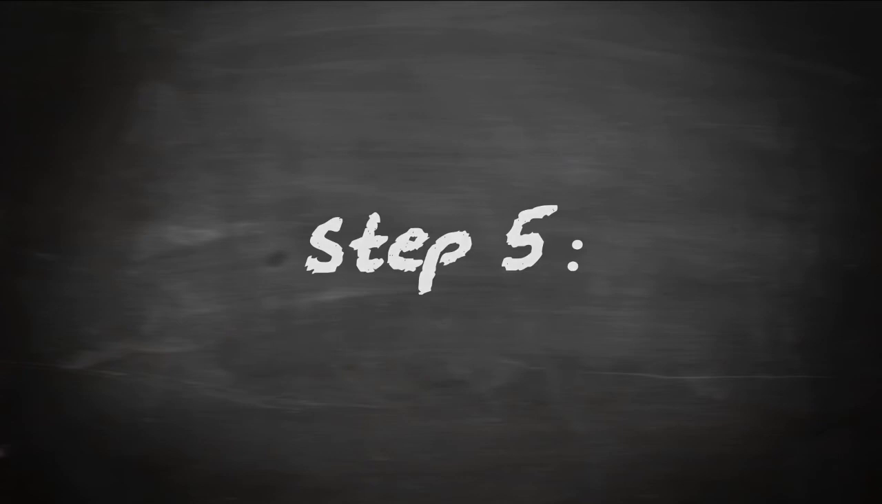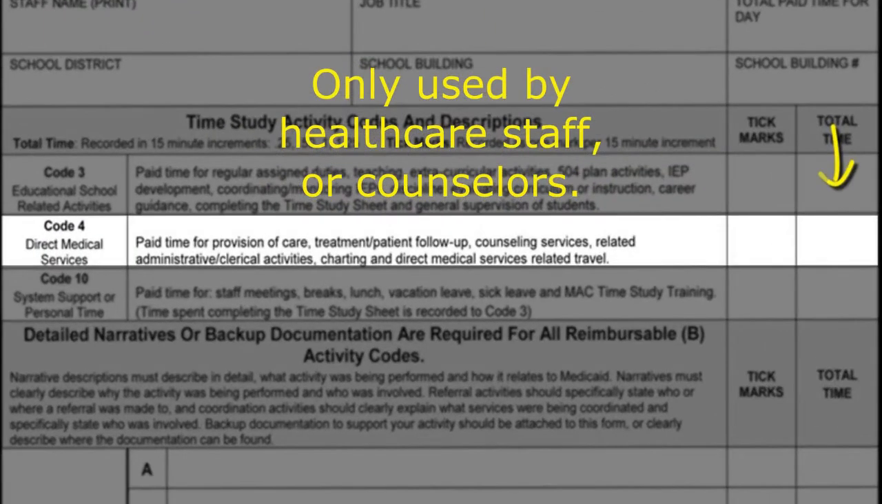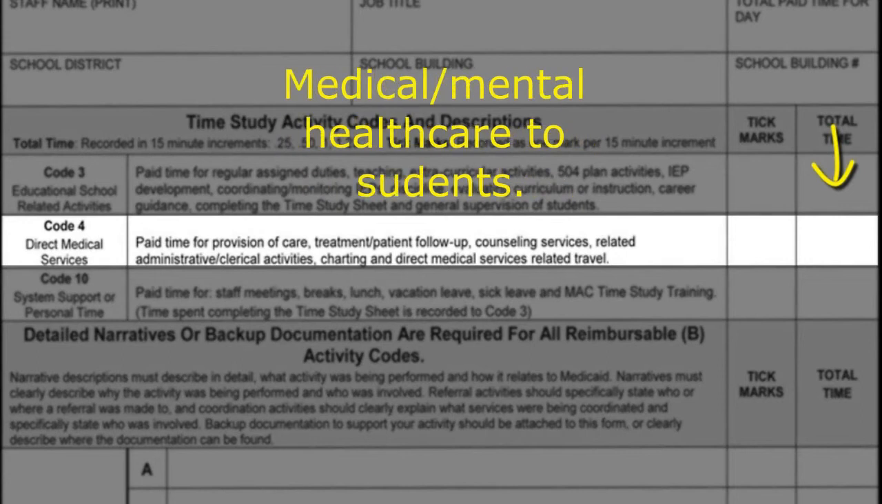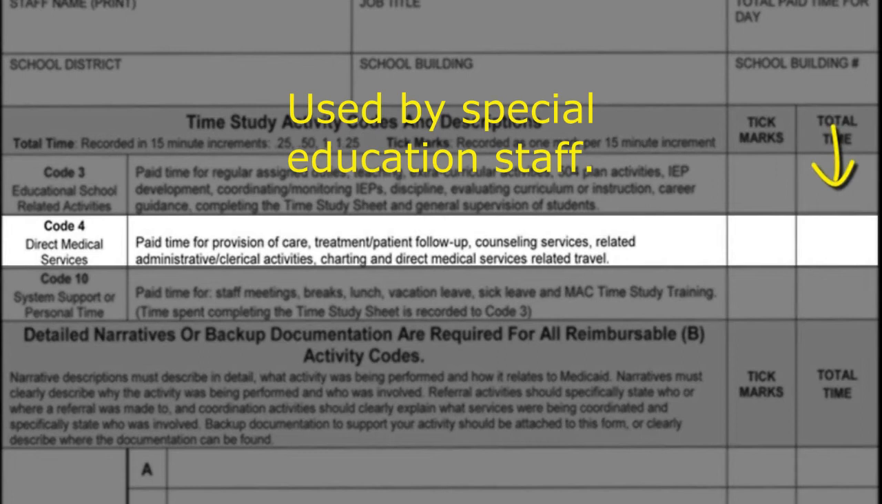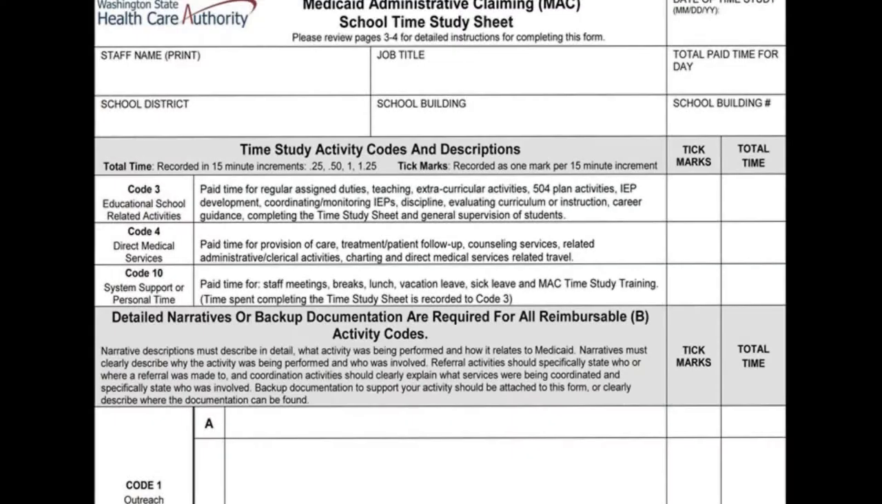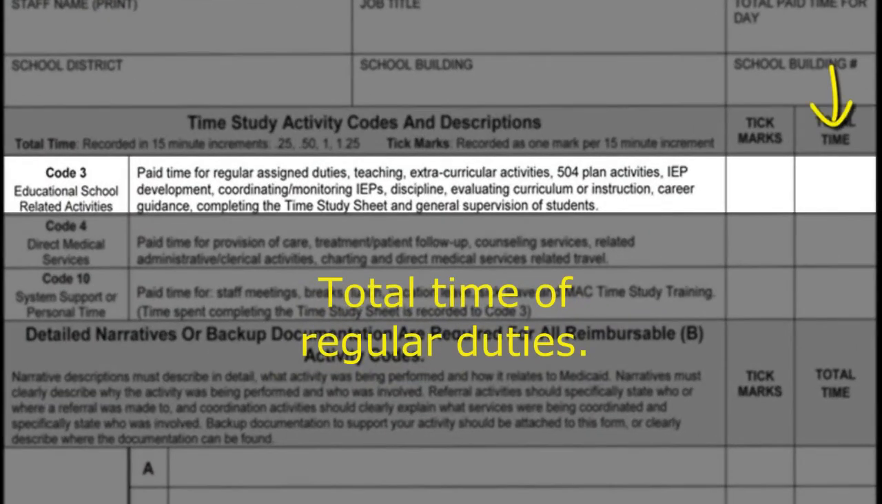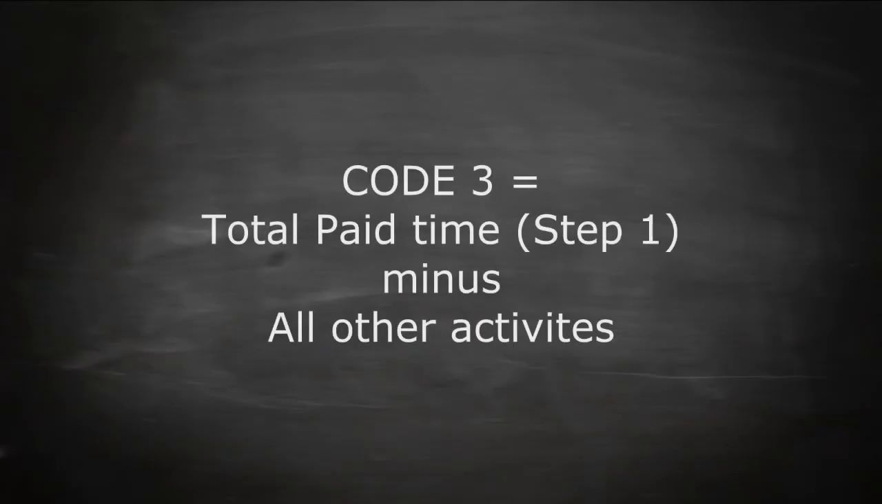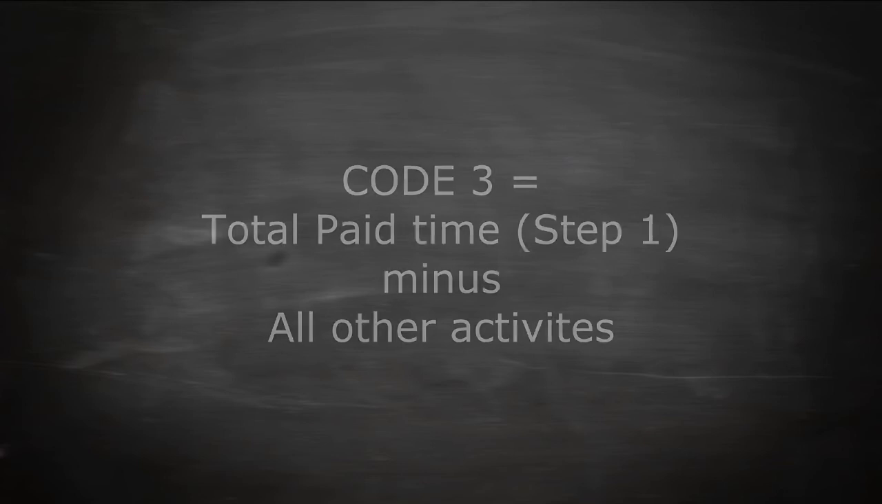Step 5. Code 4 is only used by healthcare staff or counselors who provide direct medical or mental health care to students. This includes time spent by special education staff who are providing medical services. If applicable, total your direct provision of medical or mental health care time here. Number 6. Total all Code 3 time representing regular duties as defined by the form instructions. Total Code 3 time should represent the difference between your total paid time for the day, Step 1, and all other activities tracked on your form.